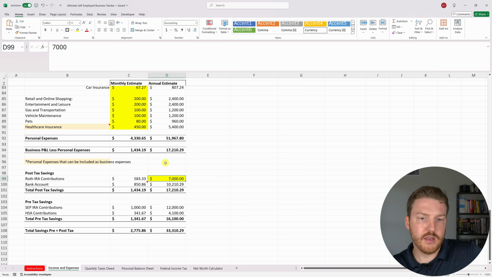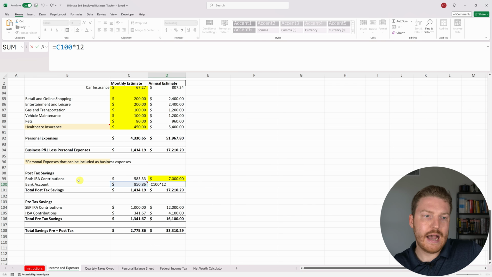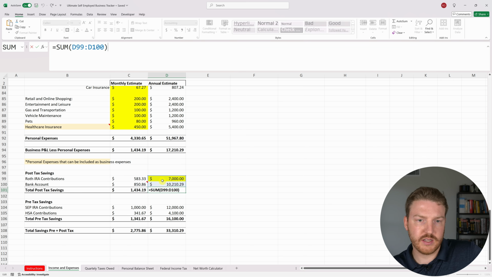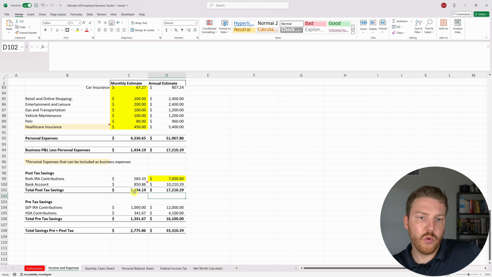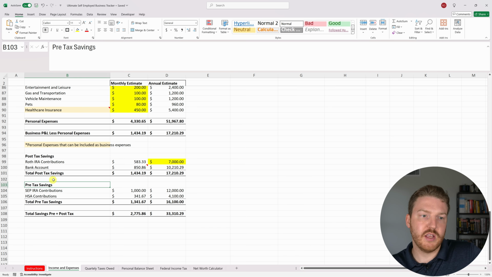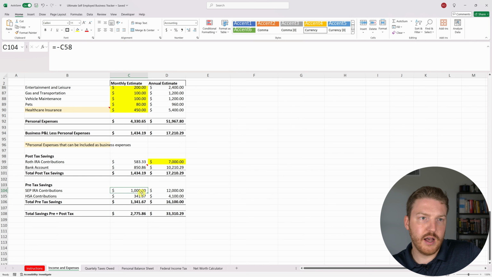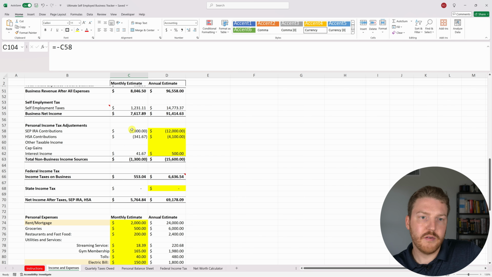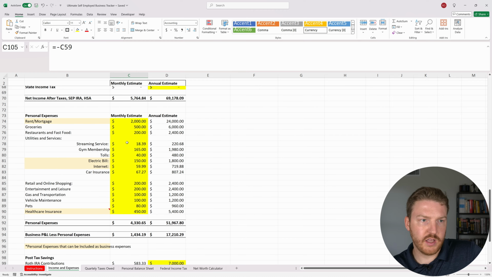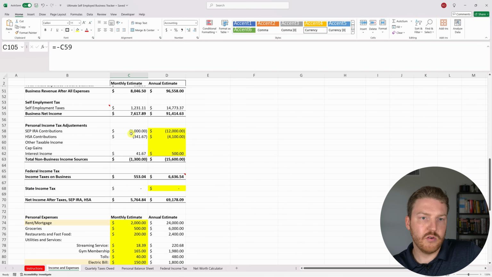So then if we multiply that value by 12, we figure out how much we're saving in our bank account each year. And then we figure out how much we're saving total in these post-tax savings by summing those values above, or how much we're saving in our post-tax savings each month. And then we can figure out how much we're saving pre-tax, which is going to be based on the values from up above. So in our SEP IRA, we're just taking this value from C58 right here and turning it positive. The HSA, we're taking this value from C59 right here, and we're making it positive by putting a negative in front of it.